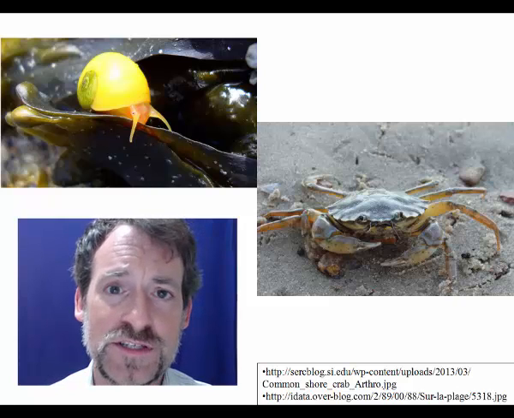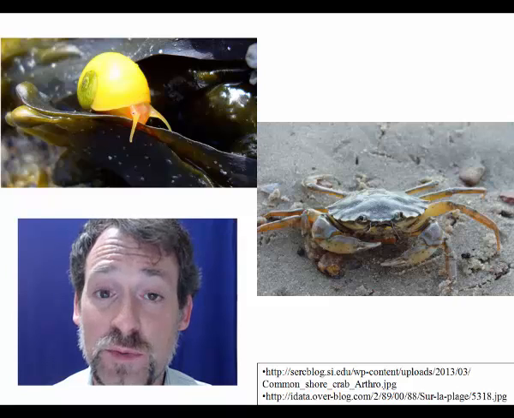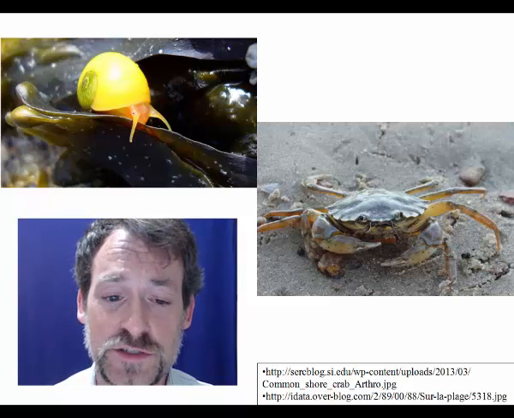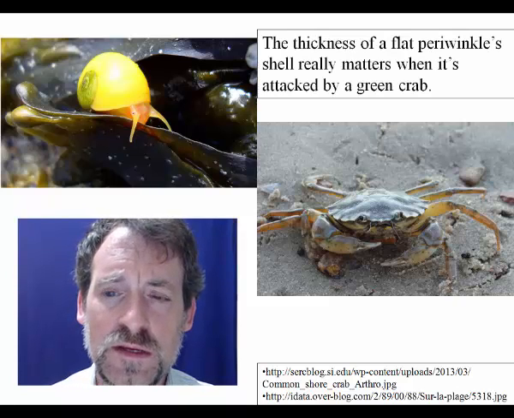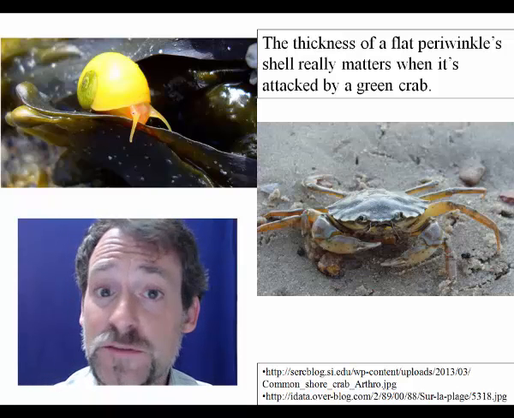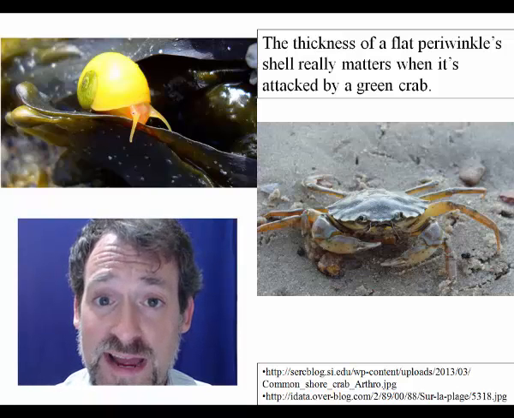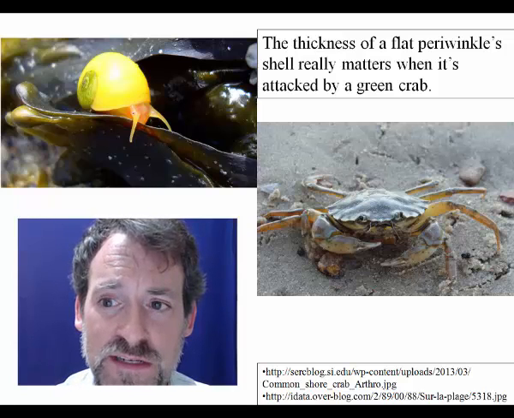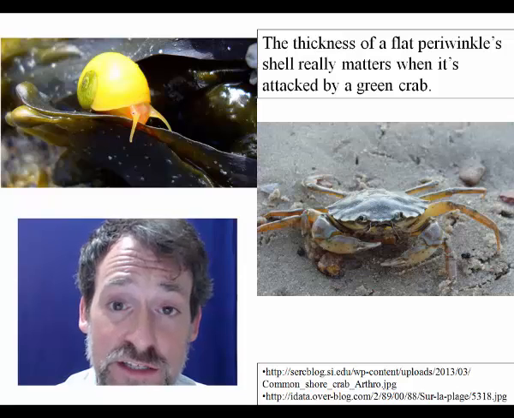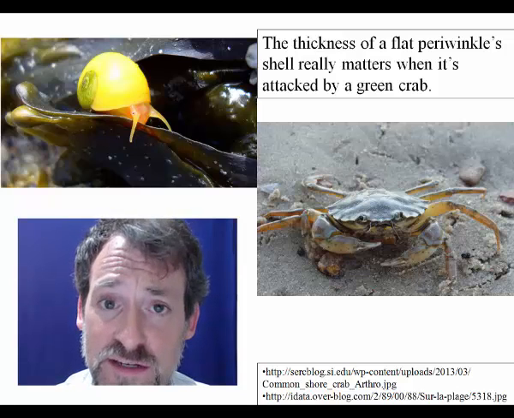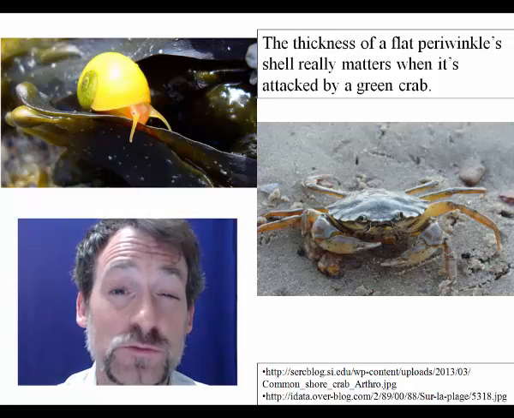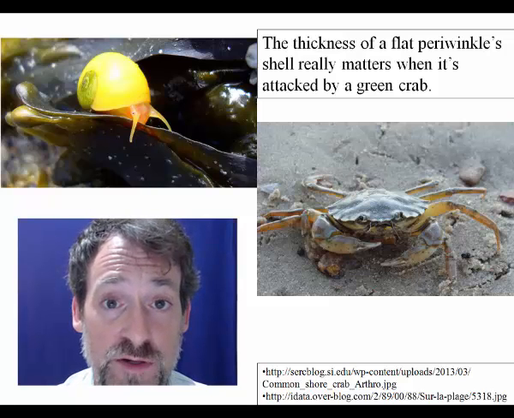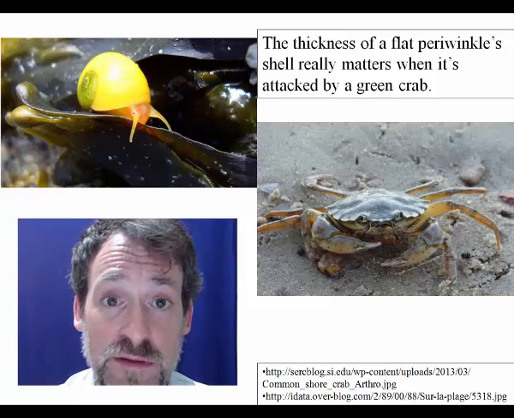Let's go back to Robin Seeley and the flat periwinkles on the coast of Massachusetts. It turns out that the main defense that a flat periwinkle has when it's menaced by a predator, like say a green crab, is its shell and how strong its shell is. The thickness of the shell specifically really matters when a flat periwinkle is attacked by a green crab.